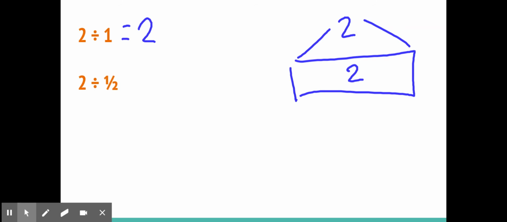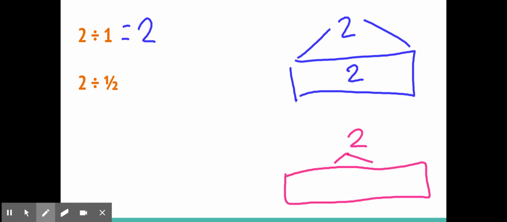Now, if I have 2 divided by 1/2, okay, so I have my 2, and I'm dividing this into halves. Well, I'm going to go ahead and divide first into 1 and 1, because I know that 1 and 1 is 2. But I need to divide it into halves. Okay, so I'm going to divide this one into 1/2 and this one into 1/2, because this is a half, this is a half, this is a half, this is a half. So how many halves do I have? Well, I have 1, 2, 3, 4 halves.